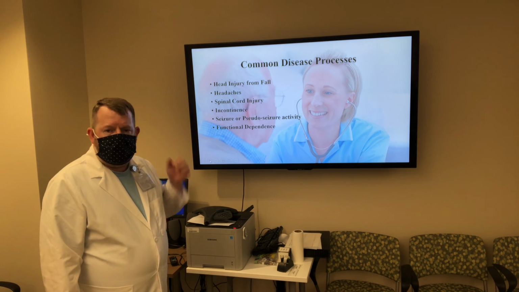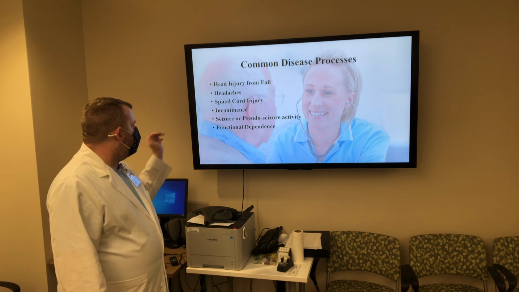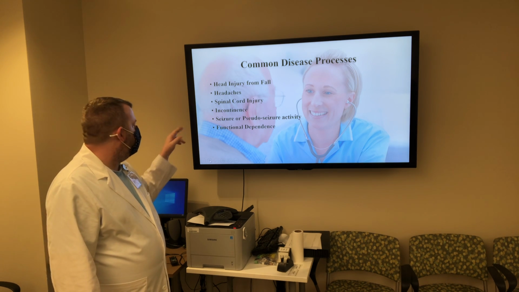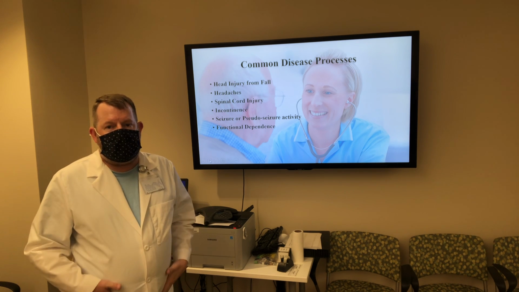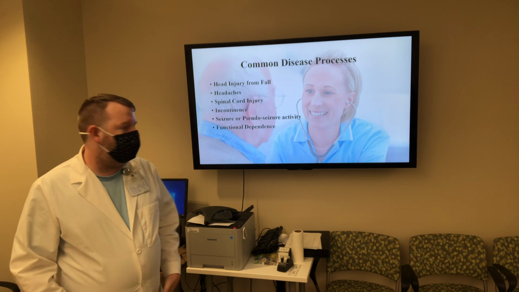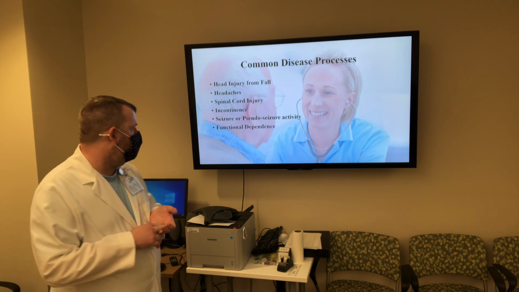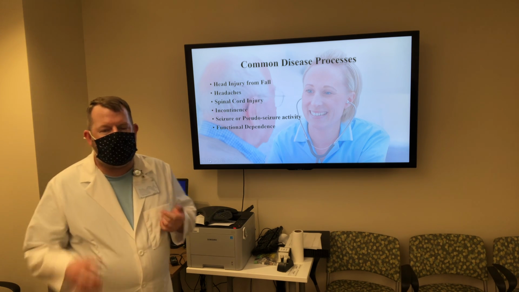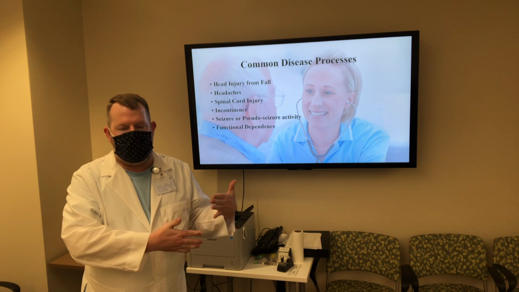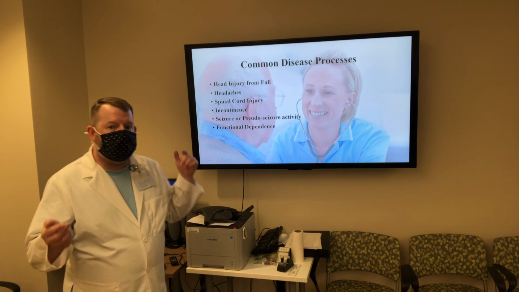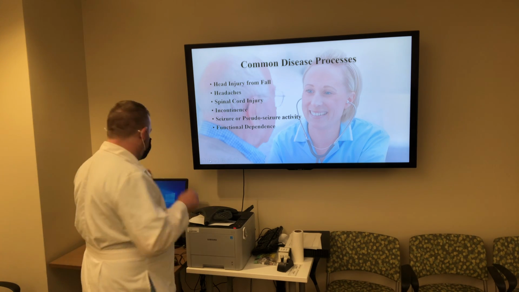Head injury from fall, these can be major in adults, especially in those that are anticoagulated. Headache, spinal cord injury, incontinence, definitely something that affects older individuals. They may not have as good a control of their bowel and bladder. Seizures or pseudo-seizure activity, more common in older adults. Functional dependence, they may need help with their ADLs. Many of our older people are going to require assistance at the home or in the hospital setting. So if we notice a functional decline, that can be related to the neurological status as well.